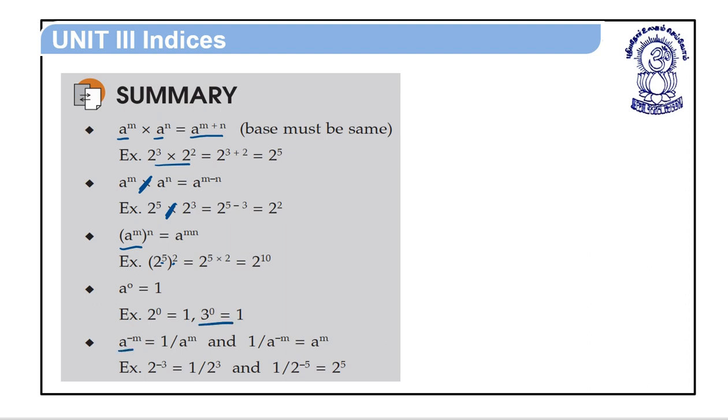a raised to minus m, we can also write as 1 upon a raised to m, and 1 upon a raised to minus m, we can also write as a raised to m. In the same way, for example, 2 raised to minus 3, we can also write as 1 upon 2 cube, because the numerator is converted into the denominator, so the minus sign becomes plus. 1 upon 2 raised to minus 5 is equal to 2 raised to 5.